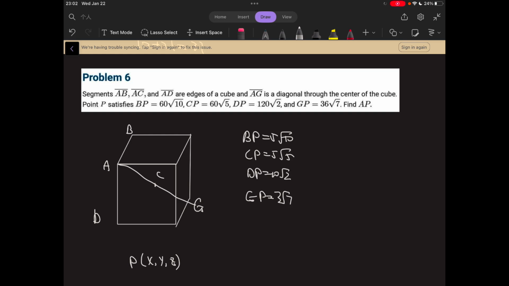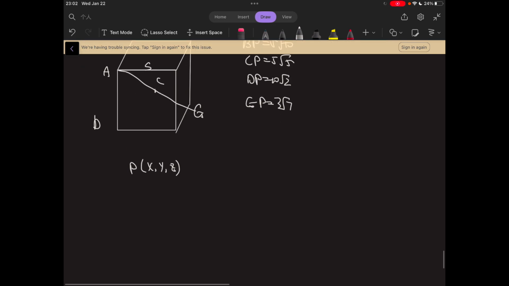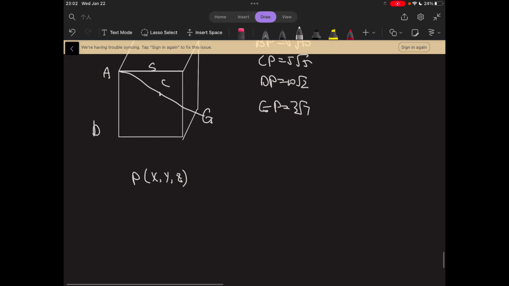That's exactly what we want to do. Now, the side length of the cube, we assume it's going to be s. So now, BP is going to be (s minus x) squared plus y squared plus z squared equals 5 root 10 squared.